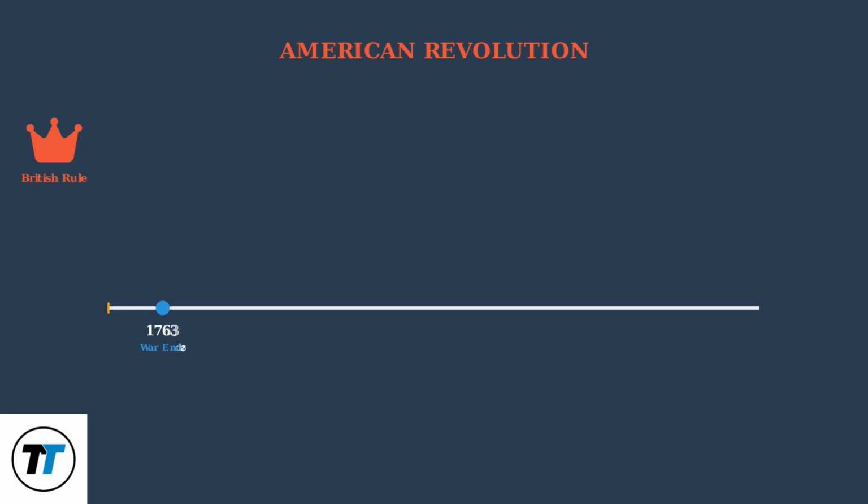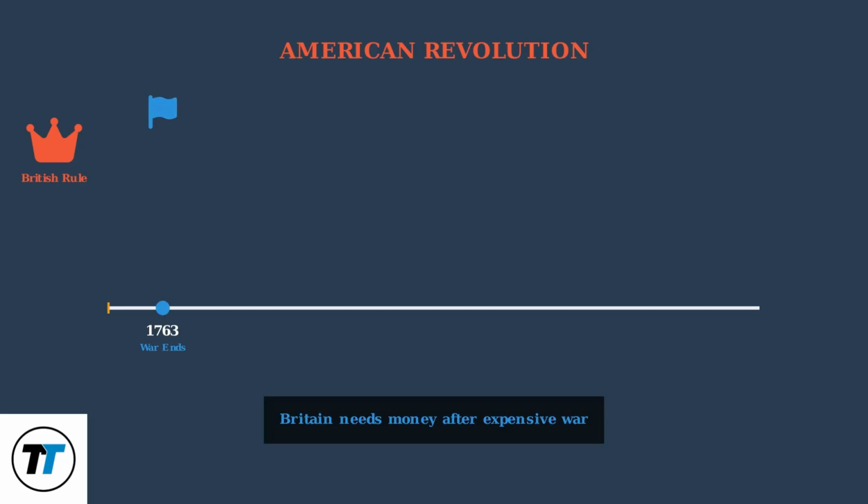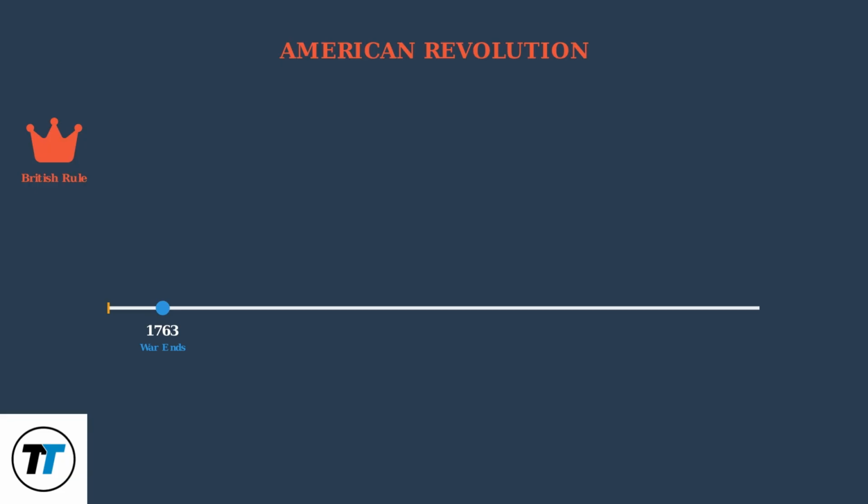In 1763, the Seven Years' War, also known as the French and Indian War, comes to an end. Britain has achieved victory over France, but the lengthy conflict has left the British treasury nearly empty. To recover these massive war costs, Britain begins looking to its American colonies as a source of revenue.